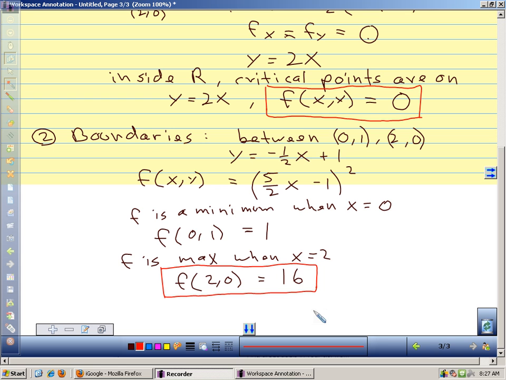So that's just for one boundary. We have to do the same thing for each of the 3 boundary lines. So we found one set of points that could be our minimum on the line y equals 2x in the interior, and we found one point that could be our maximum at the point (2, 0), which gives us a function value of 16. So let's look at our next boundary. Questions before we move on?